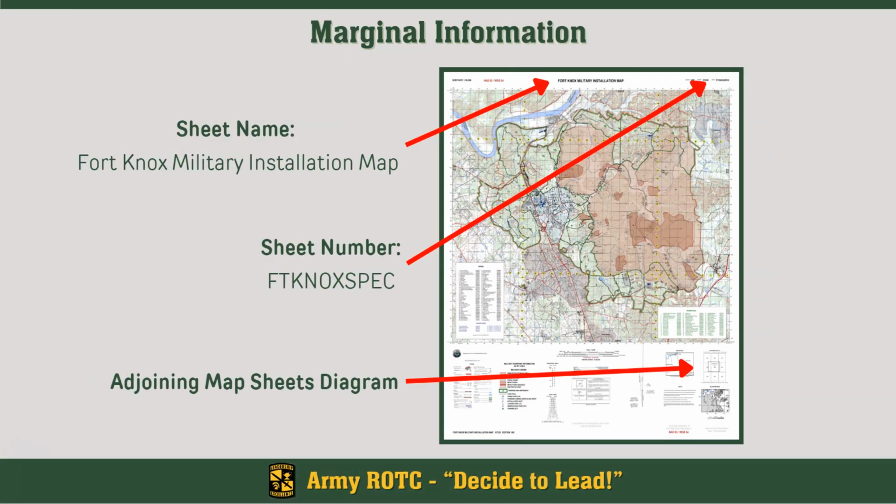So when you actually have that all folded out, that's where you can find that information. So the sheet name is on top there in the center, the sheet number is in the far right corner on top, and the adjoining map sheets diagram is over there on the far right towards the bottom.